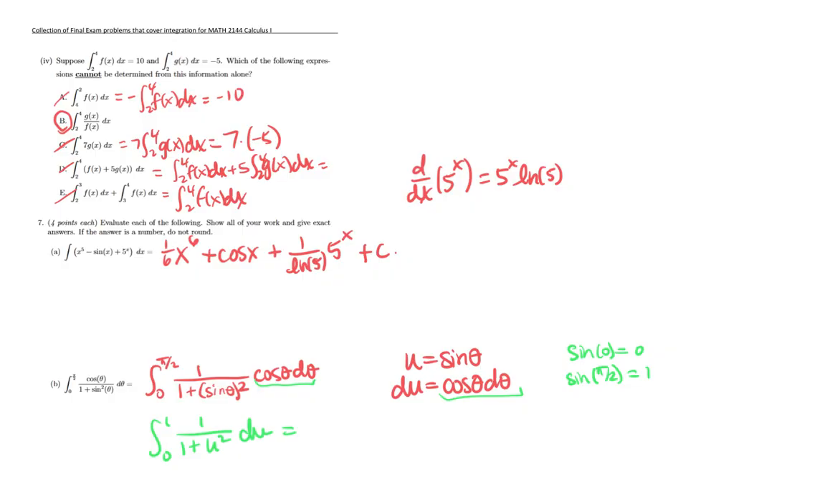So this is going to be arctan of u evaluated from 0 to 1. So this is arctan of 1 minus arctan of 0. So that's going to end up being, well, the angle that has slope 1, because the tangent is the slope, right? So the angle that has slope 1 is pi over 4 minus the angle that has slope 0, which is 0. It's going to be pi over 4. You could leave it like this if you want.